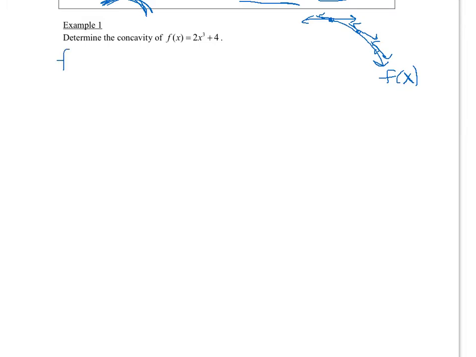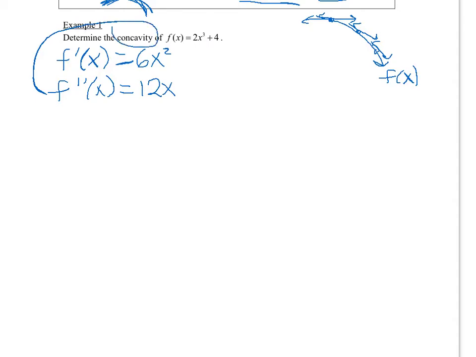So the first thing we're going to do is take the first derivative, and that will give us 6x squared. And then if you take the second derivative, you'll get 12x. The second derivative talks about concavity. So if you want to know about concave up or concave down, you just need to determine the sign of the second derivative. So much like we did with the first derivative, we're going to set the second derivative equal to 0 to figure out where the second derivative changes sign.